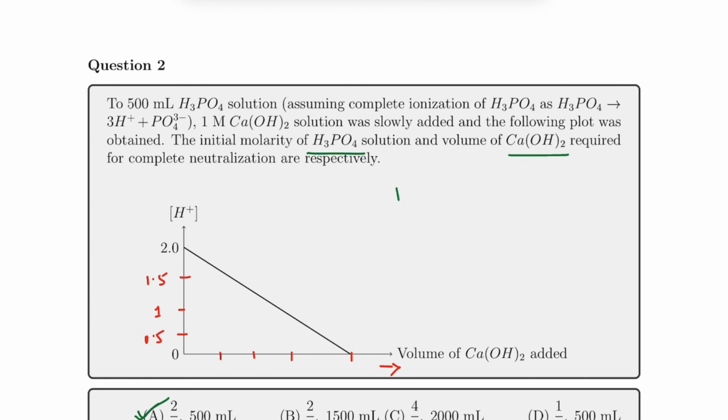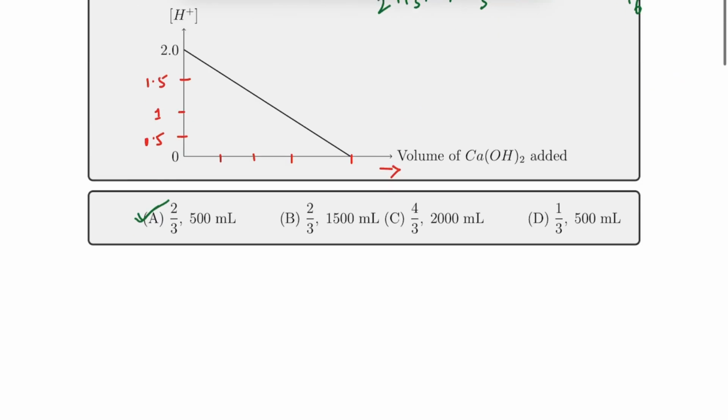You should be able to understand what the paper setter wants you to know about this one: Ca3(PO4)2 and then H2O. Accordingly you can balance it also, so there will be 2, here will be 3, and then there will be 6. So it's a simple equation, and again you have to use that same molarity concept, and you will easily be able to mark option A.